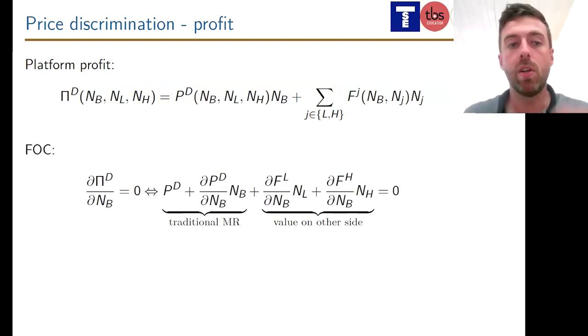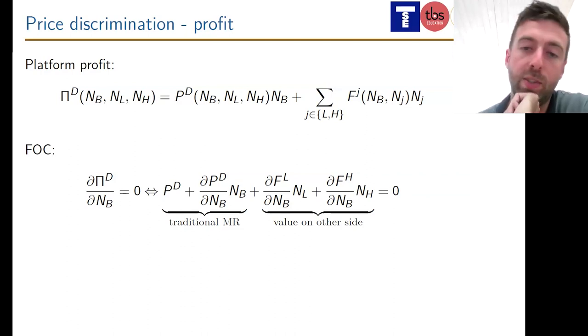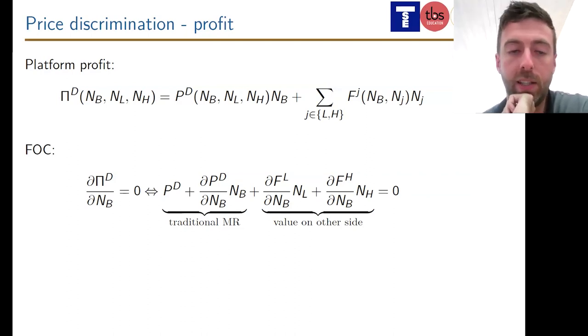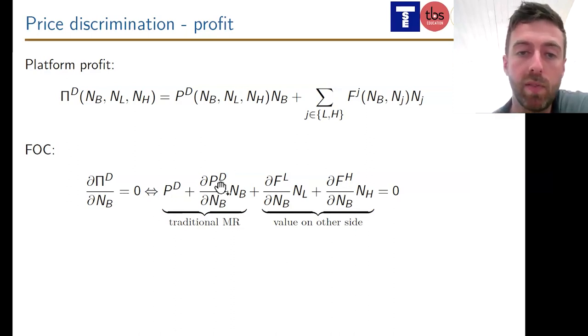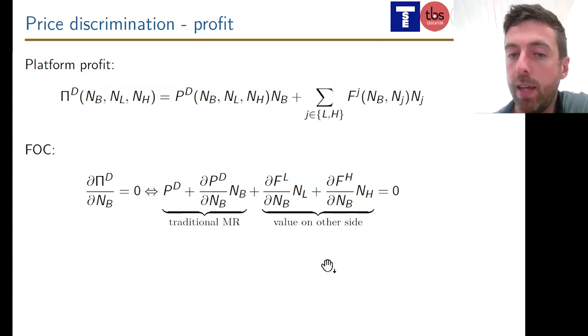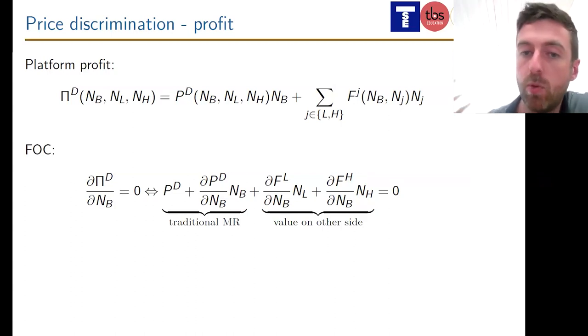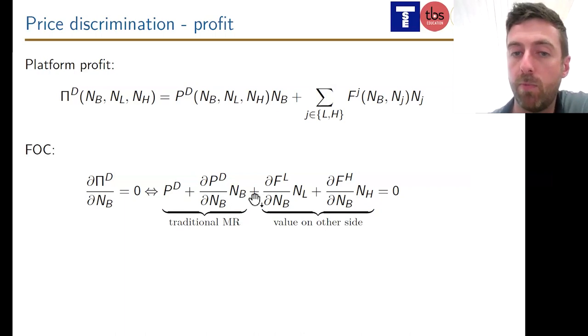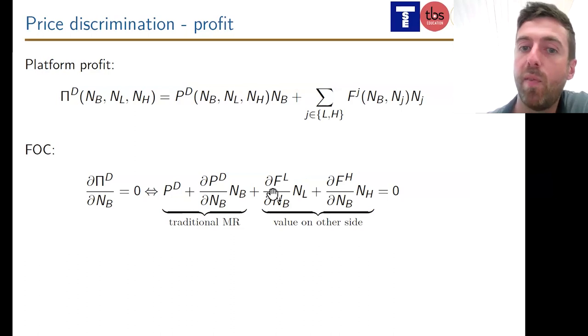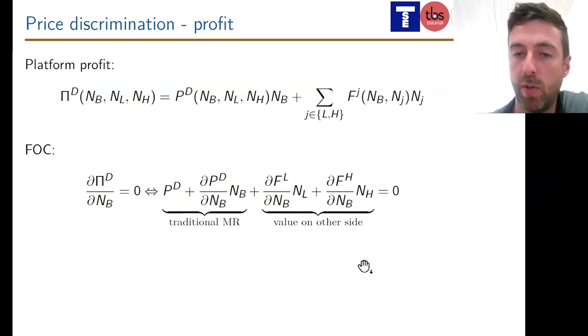And here is the first order condition, and this is the one I will discuss that plays a role. The first order condition with respect to the number of buyers. So again, we have this traditional marginal revenue. And then you have this effect, which is how much value does one extra buyer create on the other side? And this value will be extracted by the platform, right? So basically, an extra buyer allows it to increase the price for the low-type sellers, multiplied by the number of low-type sellers, plus the same for the high-type sellers.